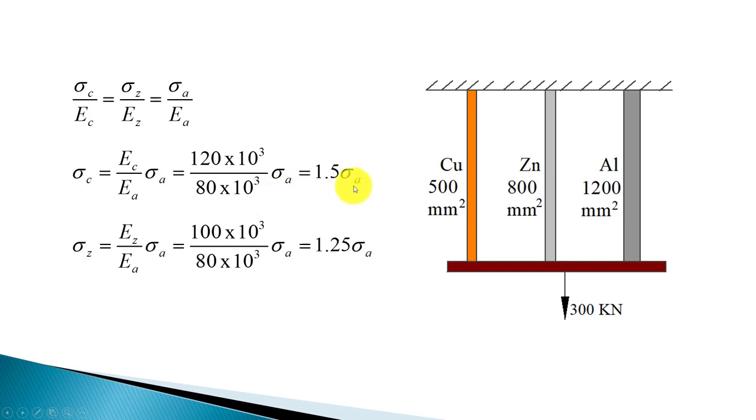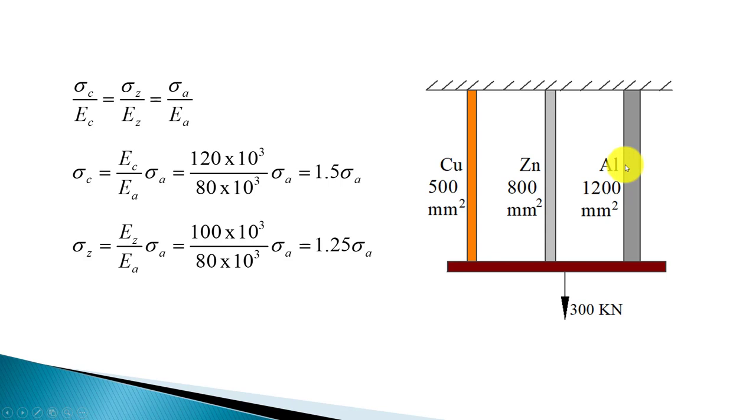So from that you get 1.5 sigma A. So sigma C is 1.5 sigma A. That means the stress induced in copper has to be 1.5 times the stress induced in aluminum. When the load is applied, the stress induced in copper will be 1.5 times the stress induced in aluminum.